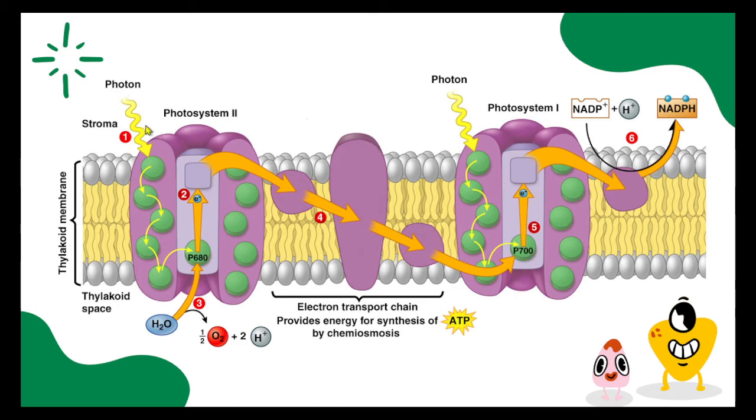And if we look at the arrows here, we can look at how electrons flow. We have different numbers as well, so we can follow the sequence. Okay, so I will explain each procedure to you, just so you can get the idea. So the first thing that happens is light is captured.